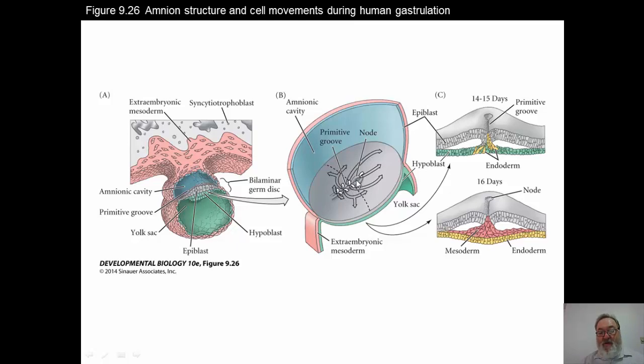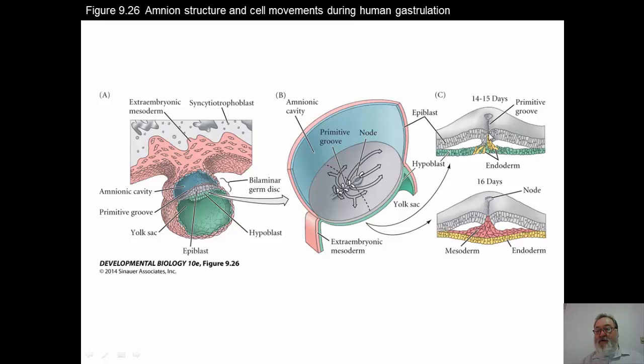We would see that we have a node here comparable to Hensen's node, comparable to the dorsal lip of the blastopore, where involution is taking place. You see the cells are going in and going between the hypoblast and the epiblast. When that happens, the embryo is starting to form. We're getting the embryo formed.